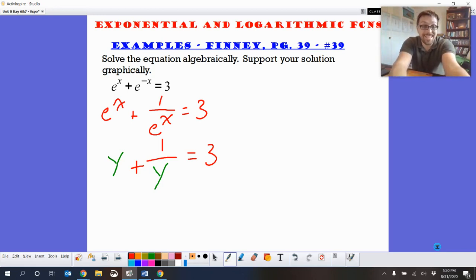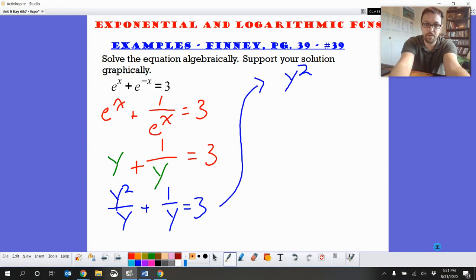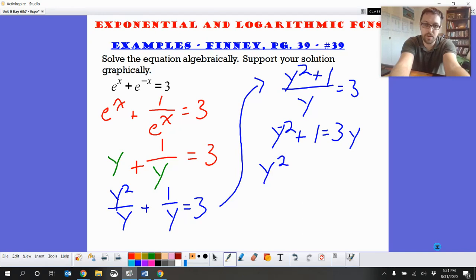Now that I've got these, I want to get those two fractions put together. So I'm going to make that a y squared over y plus 1 over y equals 3. So we get y squared plus 1 over y equals 3. I'm going to get rid of that denominator, so I get y squared plus 1 equals 3y. We get y squared minus 3y plus 1 equals 0.